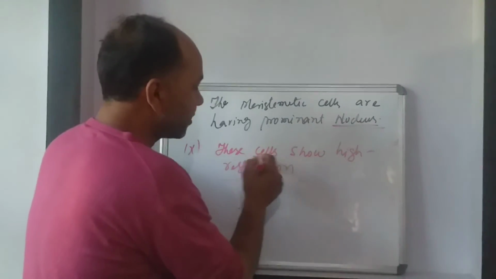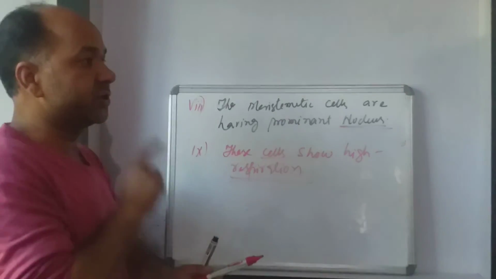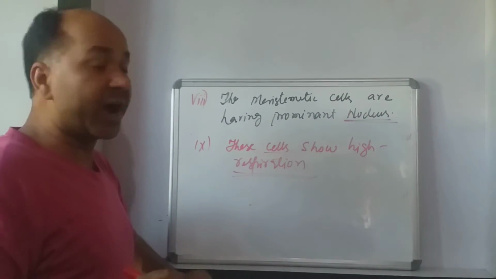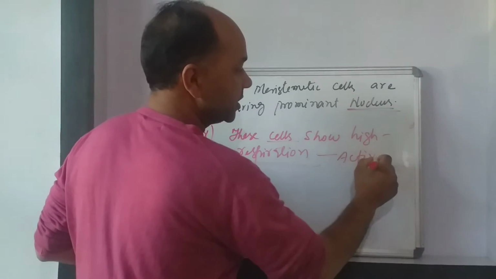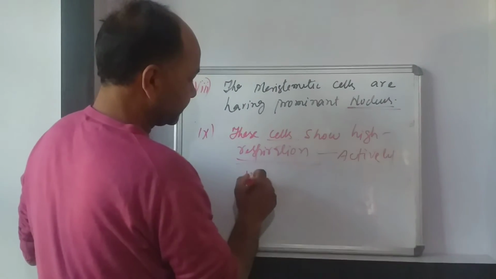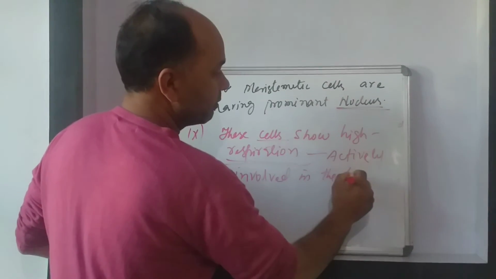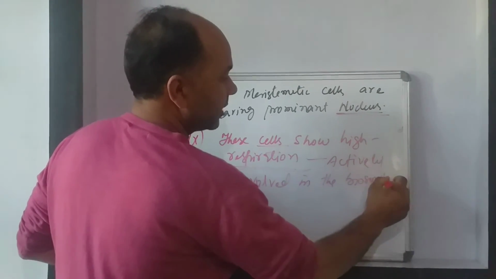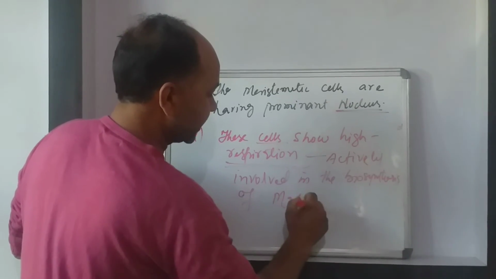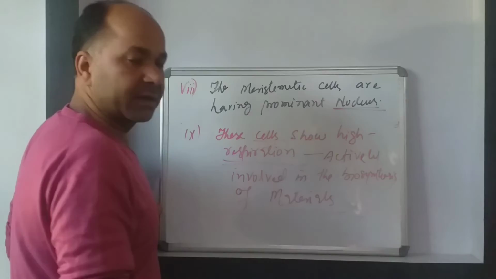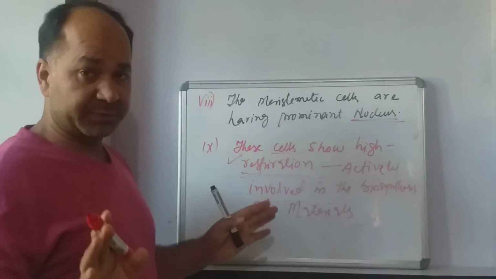Another important feature of these meristematic cells is that they show a high rate of respiration. Why are they showing a high rate of respiration? Because they are actively involved in the biosynthesis of materials, as they have to divide, for which they are preparing by the synthesis of a large number of materials. That is why they are showing a high rate of respiration.